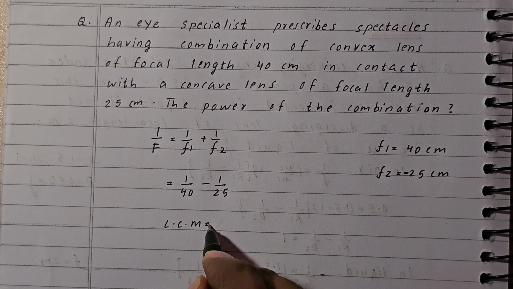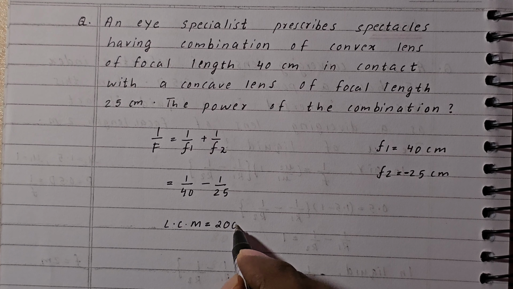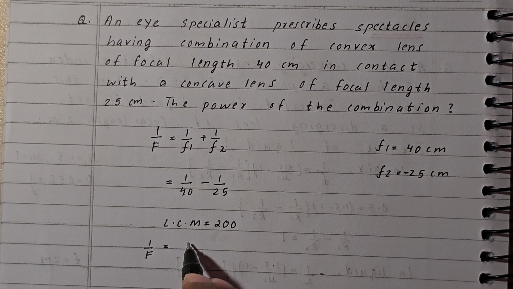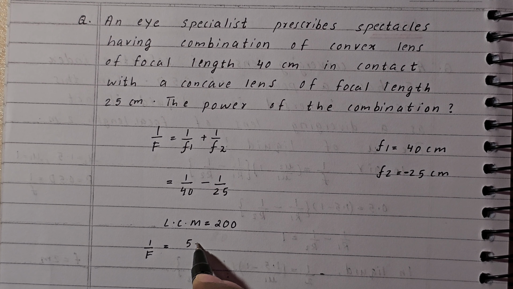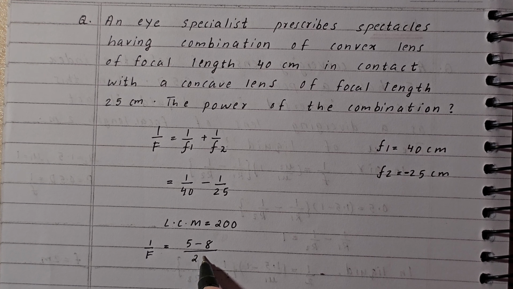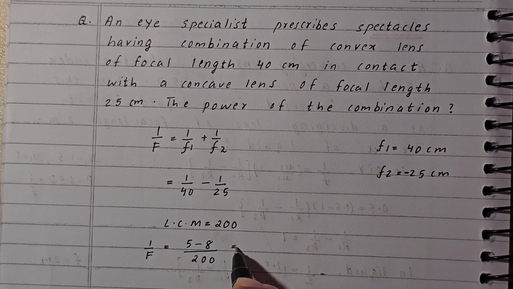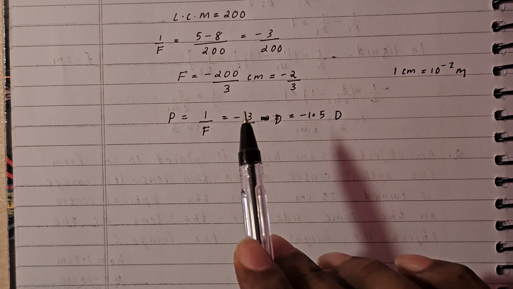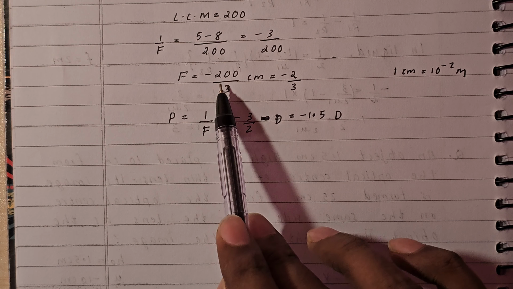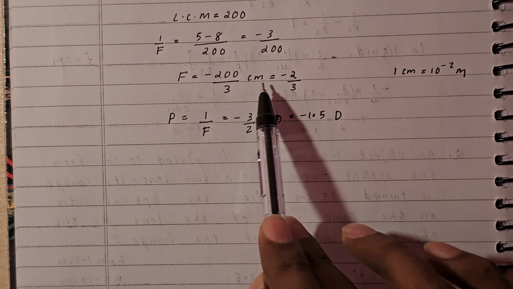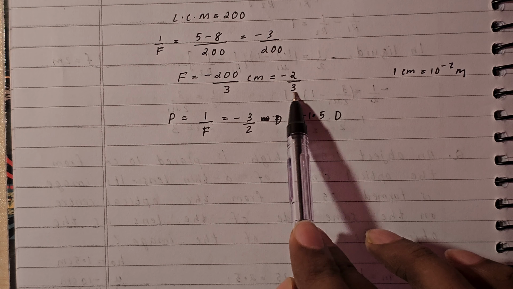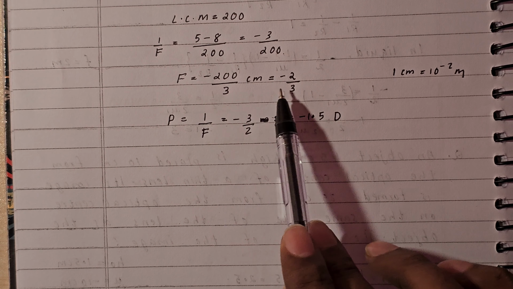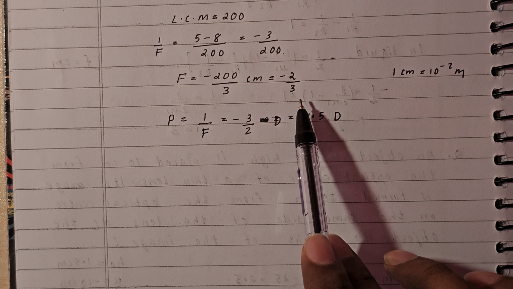LCM is equal to 200. So 1 upon f is equal to (5 minus 8) upon 200 is equal to minus 3 upon 200. So f is equal to minus 200 upon 3 centimeter. That is, 1 centimeter is equal to 10 to the power minus 2 meter. So focal length is converted to meter. So f is equal to minus 2 by 3 meter.